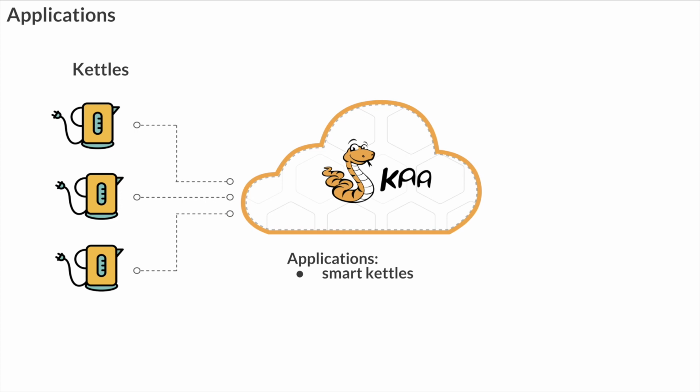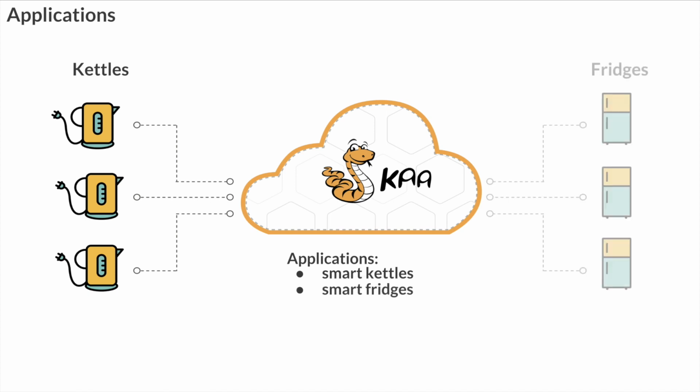Let's talk about applications. You continue to work with the Smart Kettles solution. Your business is successful, and now you are ready to expand your brands with a new type of devices, with smart fridges. You need to configure the Kaa platform with a new application, let's call it Smart Fridges, and now you are able to connect and work with the new type of devices. So the application is the concept in Kaa that helps you to manage different types of devices and define functionality they support.